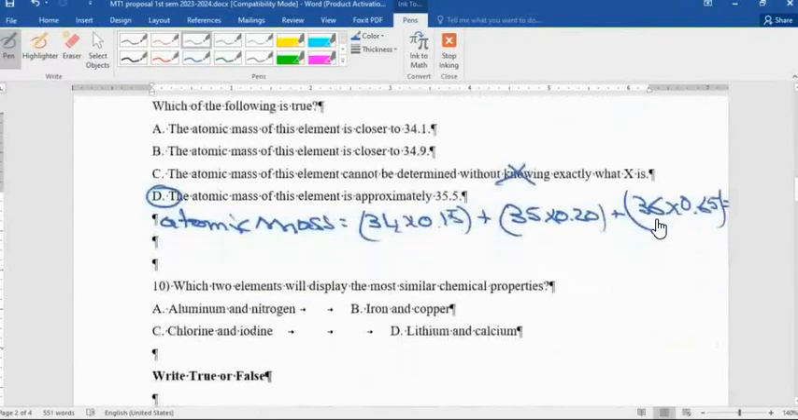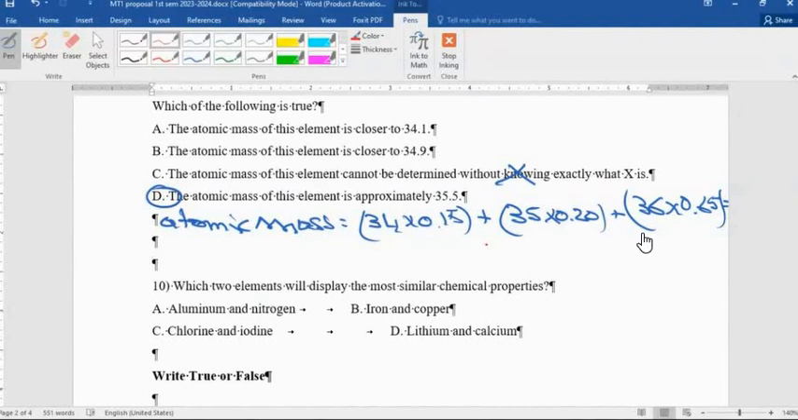Sorry, this question was replaced, but anyway, we have this question also. What is this question here? He told me, which two elements will display the most similar chemical properties? So here I have to see the periodic table. What does it mean? The elements of the same group have similar chemical properties, or physical properties. So my answer will be easy.